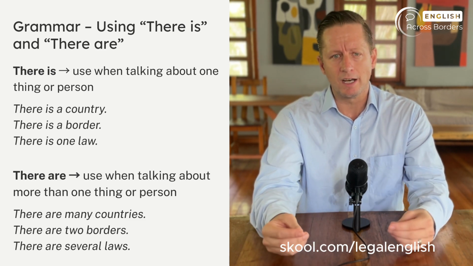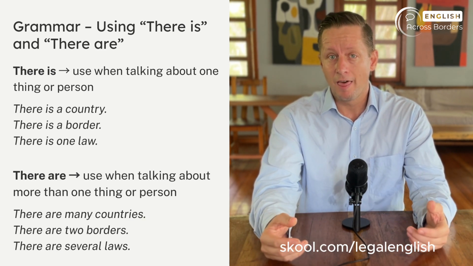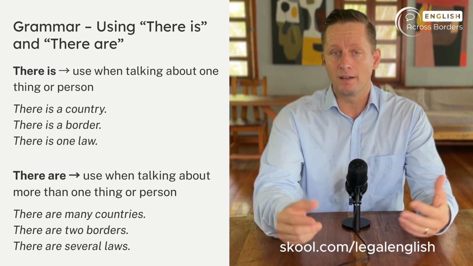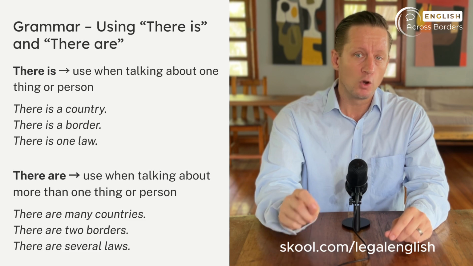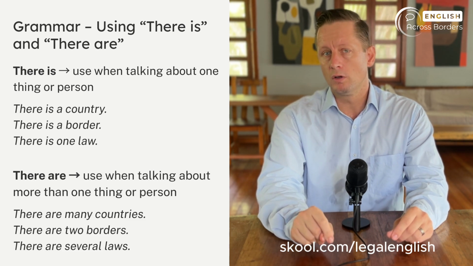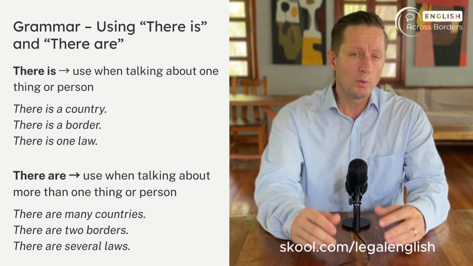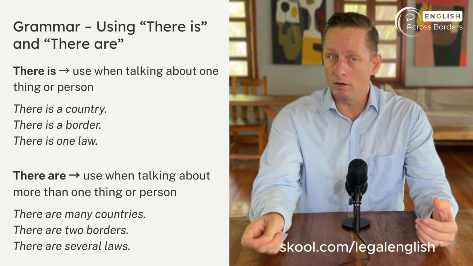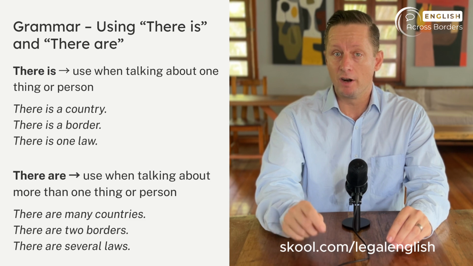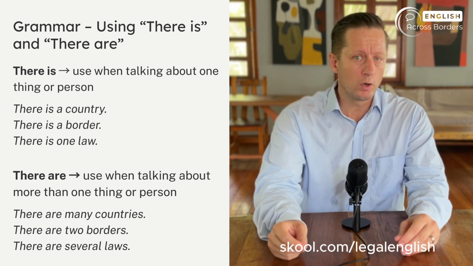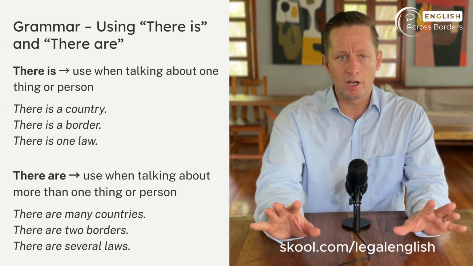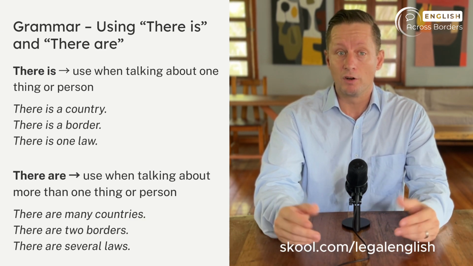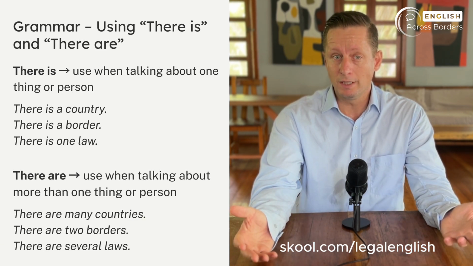When you look at the line that separates two countries, that is one border. Or, there is a law that protects the environment. One important rule or law. Now, when we talk about more than one thing, we use there are. For example, there are many countries in the world. Think about all the countries on the map. There are many. Or there are two borders near Costa Rica.